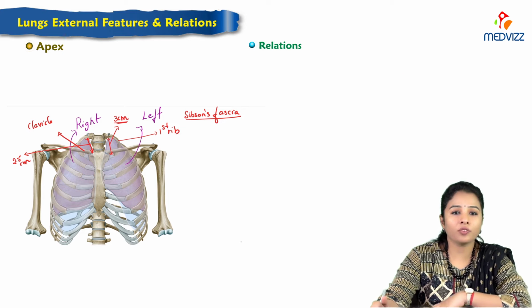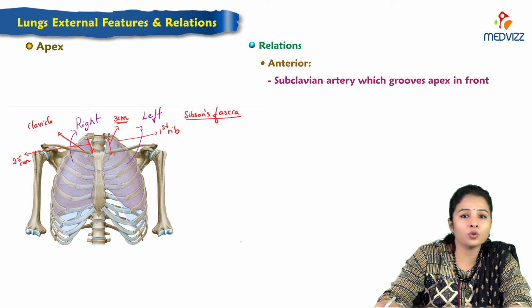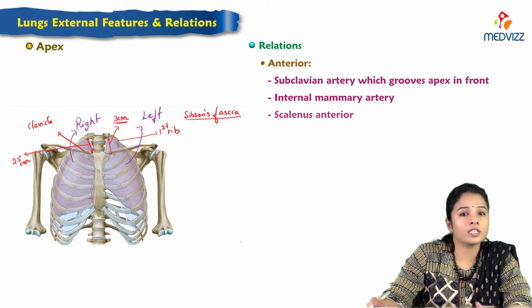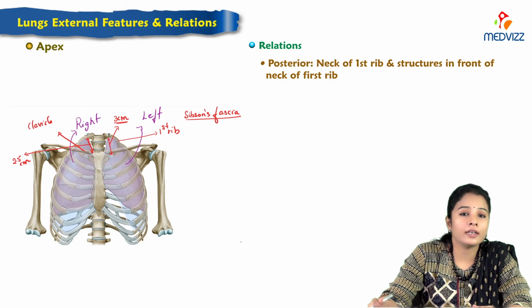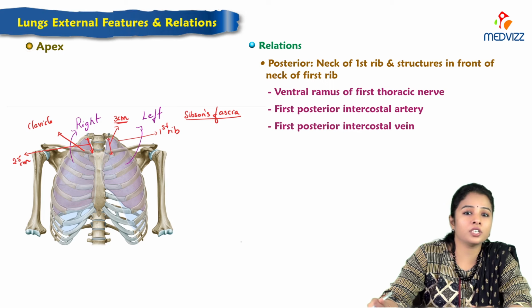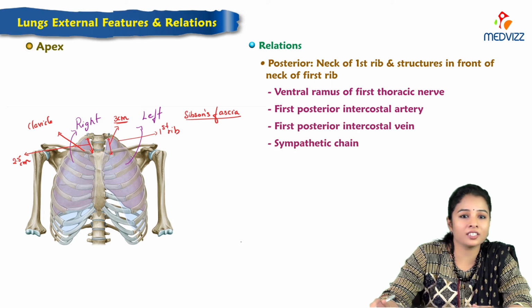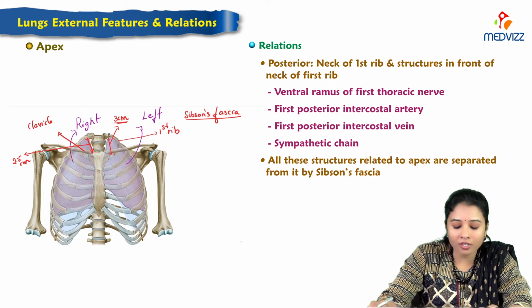Let's talk about the relations of the apex. Anteriorly, the apex is related to the subclavian artery, which grooves the apex in front, the internal mammary artery, and also scalenus anterior. These are the anterior relations. Posteriorly, it is related to the neck of the first rib and structures in front of the neck of the first rib: the ventral ramus of the first thoracic nerve, the first posterior intercostal artery, the first posterior intercostal vein, and the sympathetic chain. All these structures related to the apex are separated from the apex by the suprapleural membrane or Sibson's fascia.